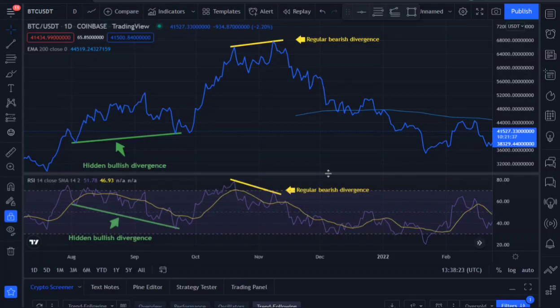In this video, I'll be showing you a simple high win rate divergence trading strategy. For the sake of this strategy, we'll be combining it with a couple of indicators such as the Relative Strength Index, which is the RSI, the 200 EMA, and also support and resistance.